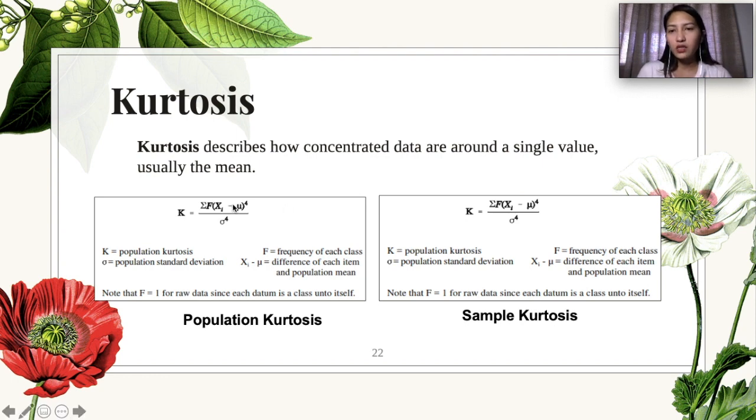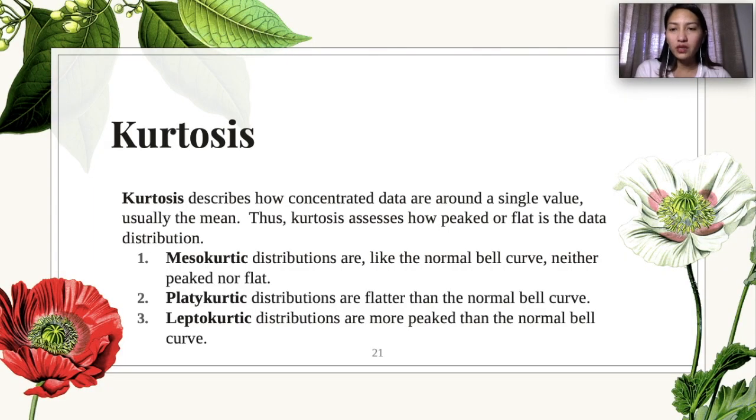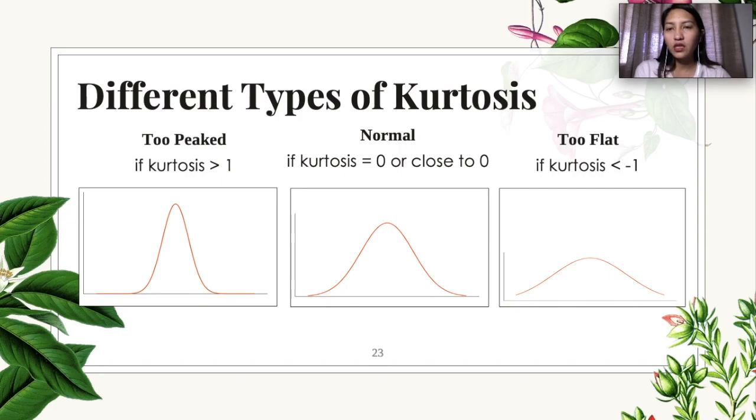So, let's proceed. Ang kanyang formula is yung lahat ng x minus the mean. I-multiply mo lang siya ng 4 na beses, raised to 4, by the population standard deviation. And then, i-divide mo yung answer mo dito sa population standard deviation. Same thing with the sample kurtosis. So, ano ba yung interpretation niyan? Kapag peaked siya, which is leptokurtic, kapag leptokurtic, ganito yung itsura niya.